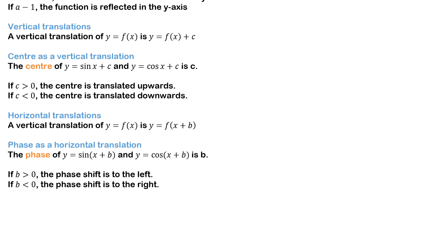We also have horizontal translations, which is dictated by the constant b, and this is known as the phase of a trigonometric function. If b is greater than 0, the phase shift is to the left. If b is less than 0, the phase shift is to the right.